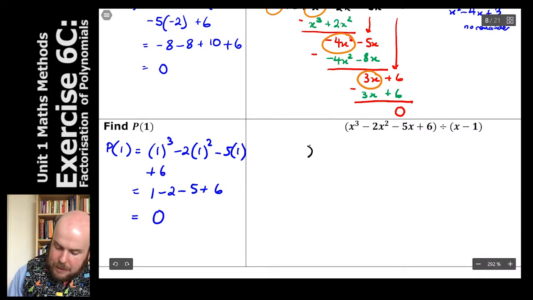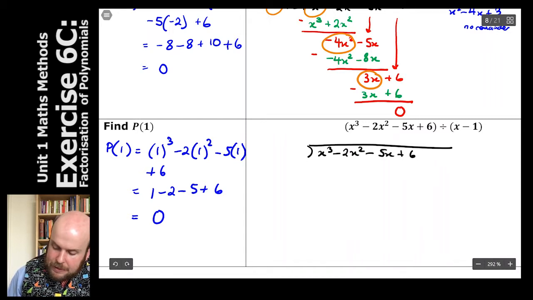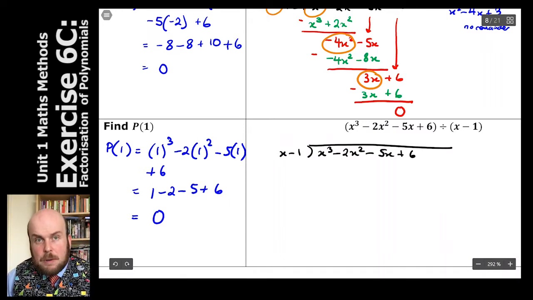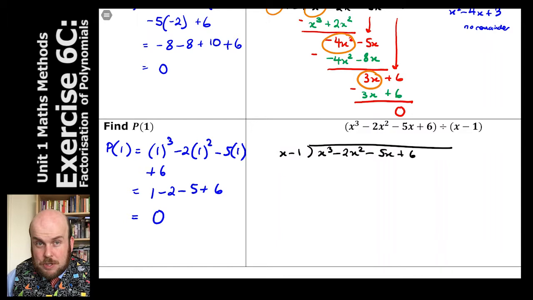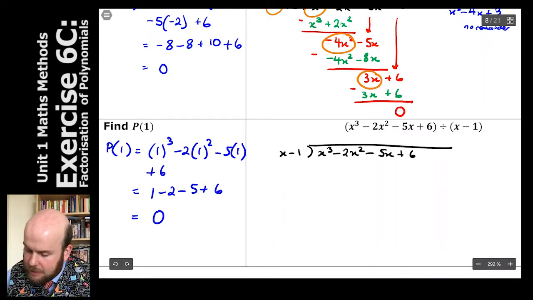So again, keeping my practice up. Minus 5x plus 6. And this time I'm dividing by x minus 1, knowing quite well that by substituting x is for 1, I managed to get an answer of 0. So I wonder what the remainder is going to be this time.